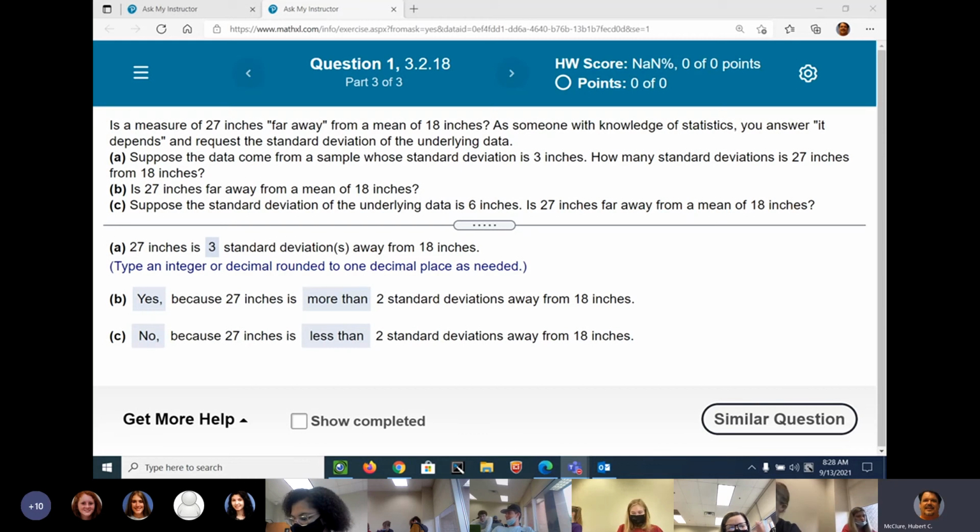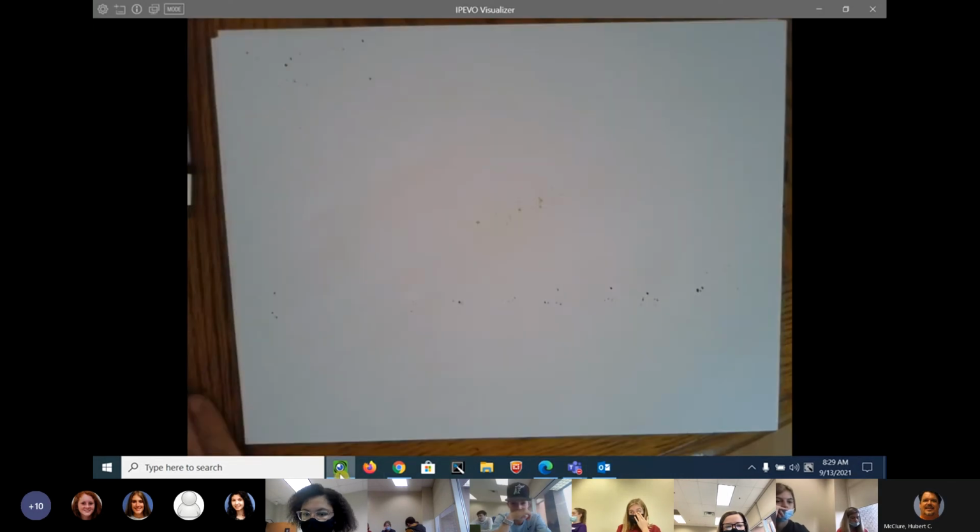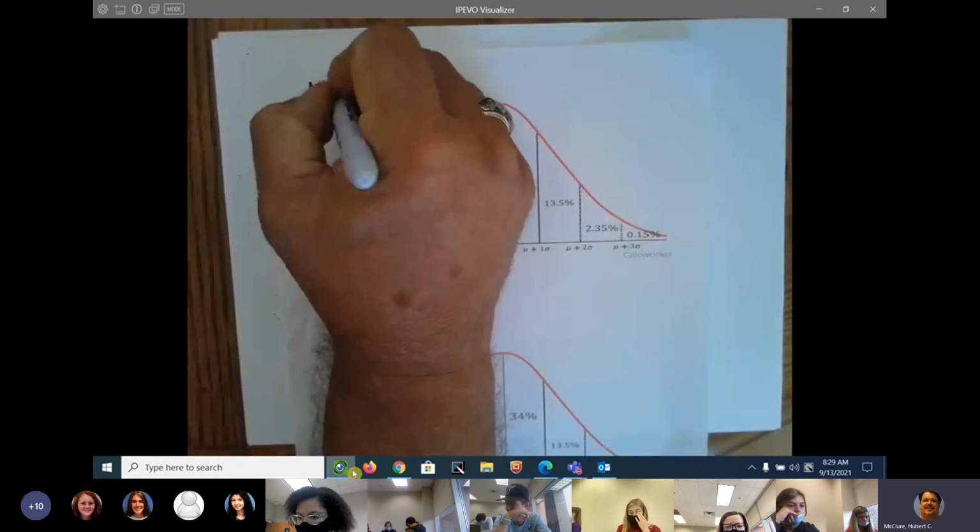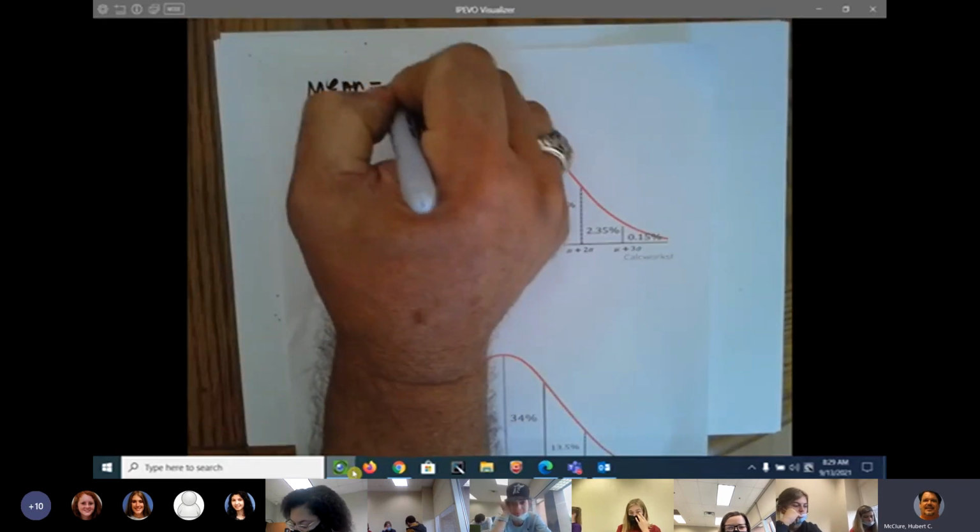All right, so here you go. So what is the mean on this one? That means I want somebody to read it and tell me what the mean is. 18. The mean is 18. So the mean for both questions is equal to 18.